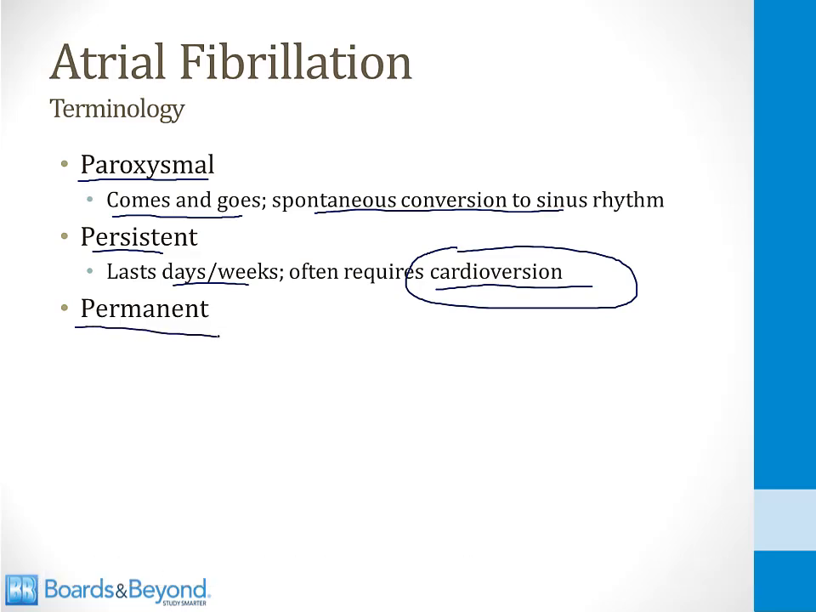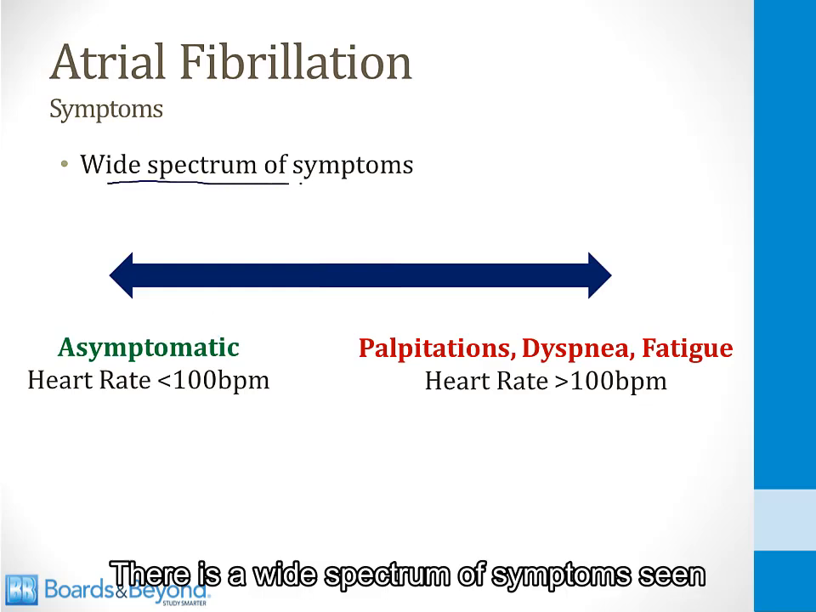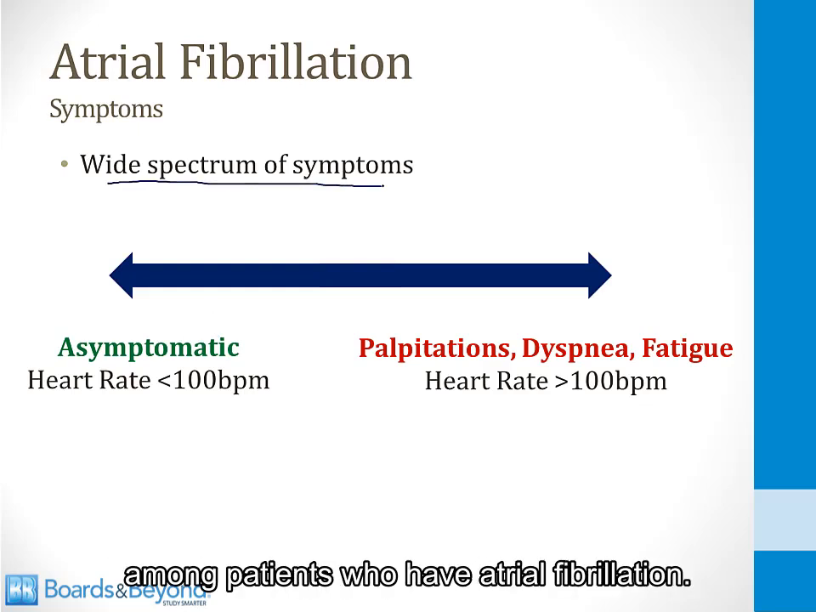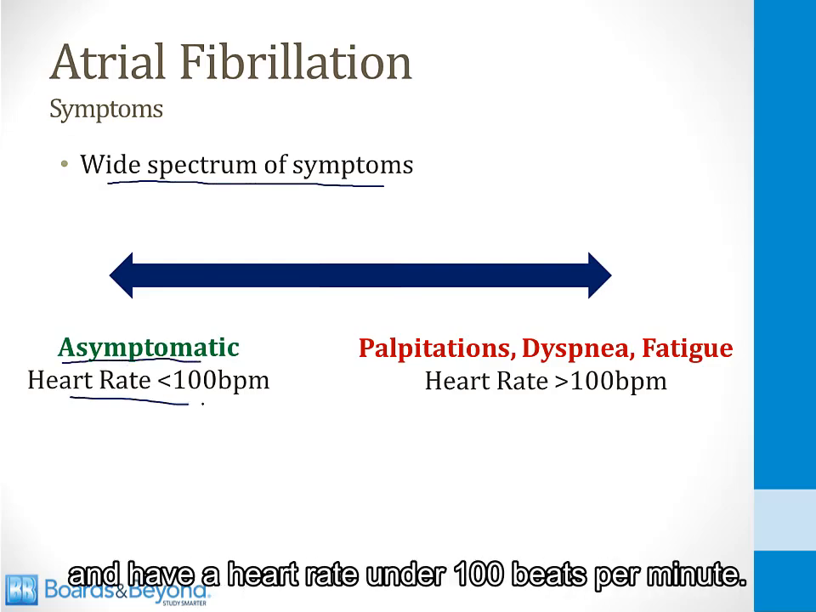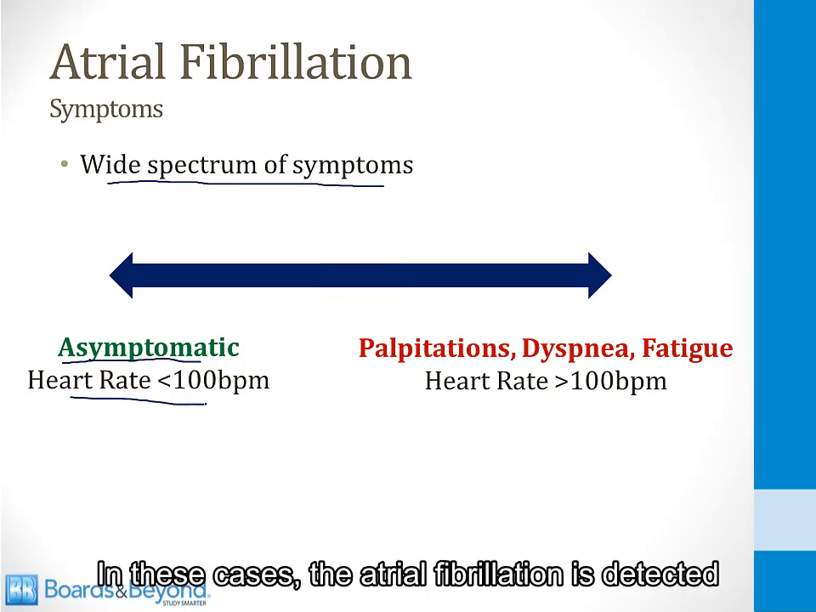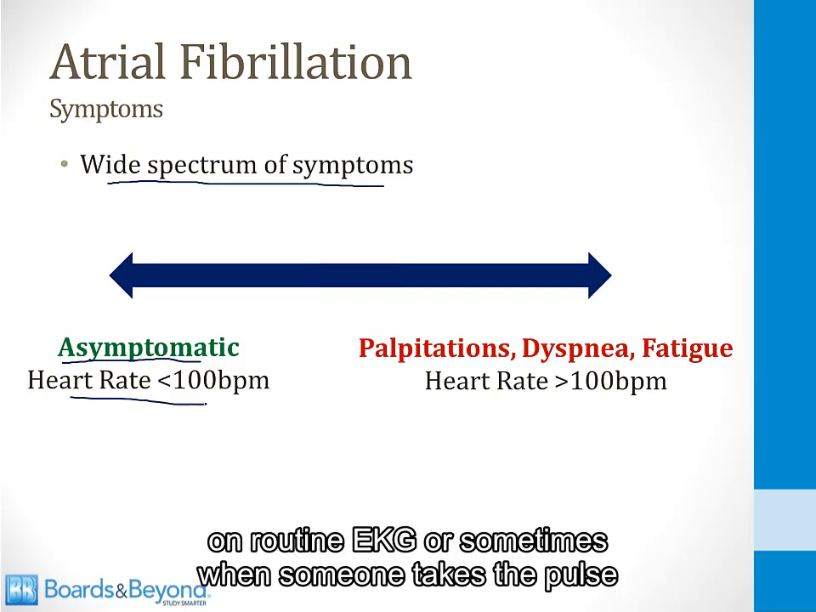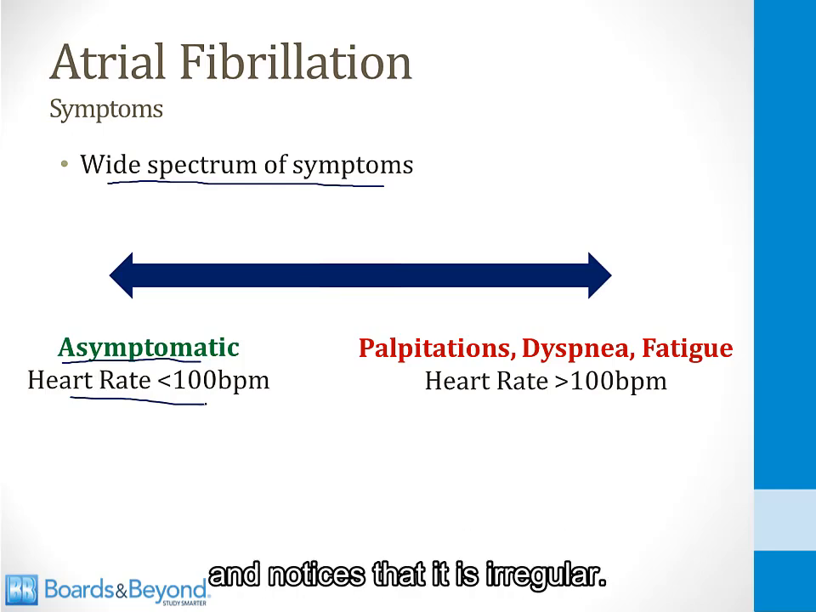There is a wide spectrum of symptoms seen among patients who have atrial fibrillation. Many patients are asymptomatic and have a heart rate under 100 beats per minute. In these cases, the atrial fibrillation is detected on a routine EKG or sometimes when someone takes the pulse and notices that it is irregular.